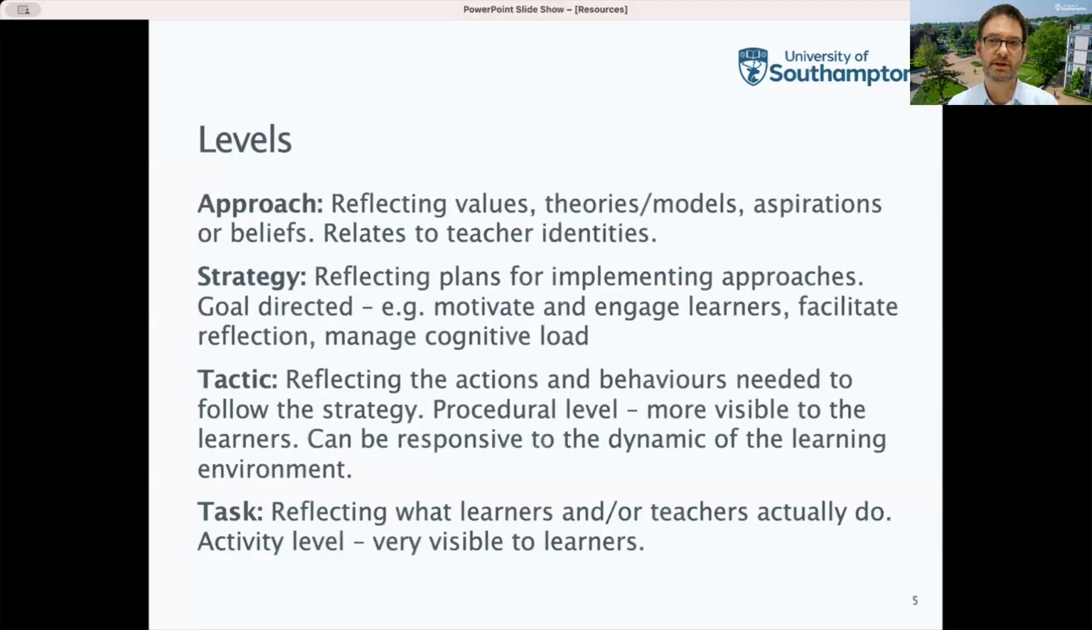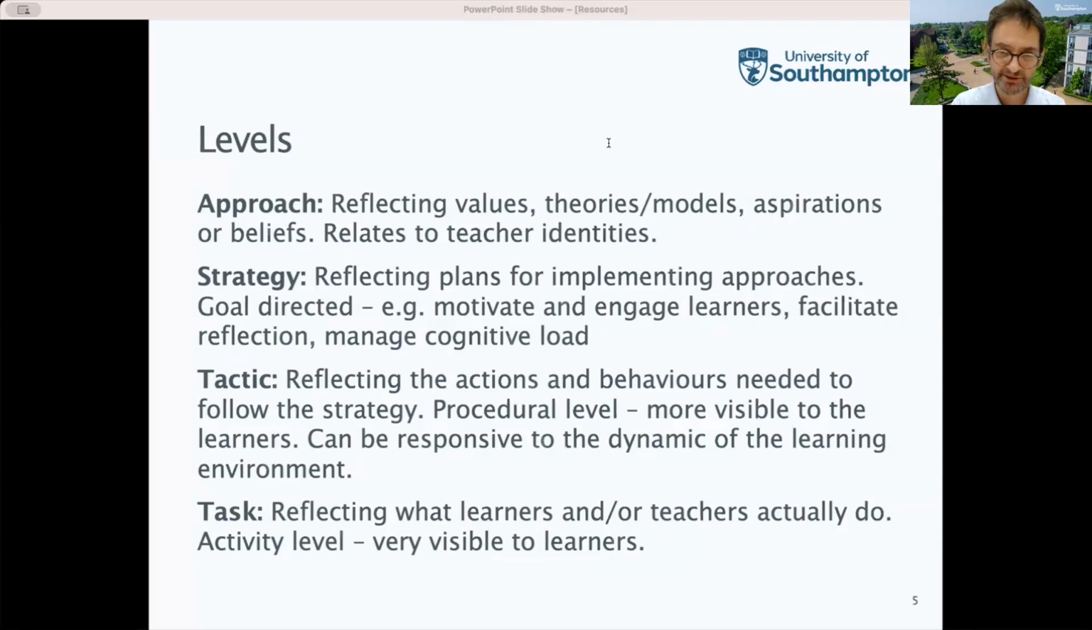So our typology comprises 4 levels. So we have approaches which reflect values, theories and models, aspirations, beliefs, very much relating to teacher identities. We have strategies which reflect plans for implementing approaches. Think perhaps curricular design a bit here. These are goal-directed towards motivating and engaging learners, for example, facilitating reflection.